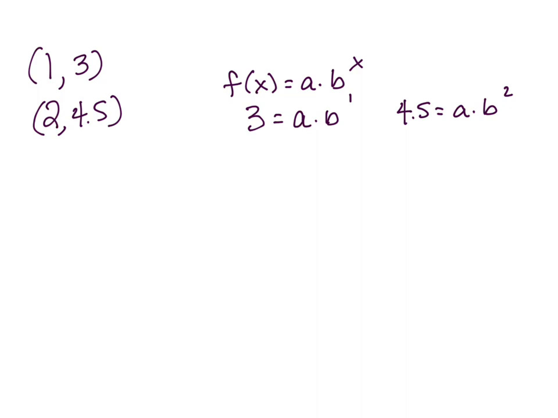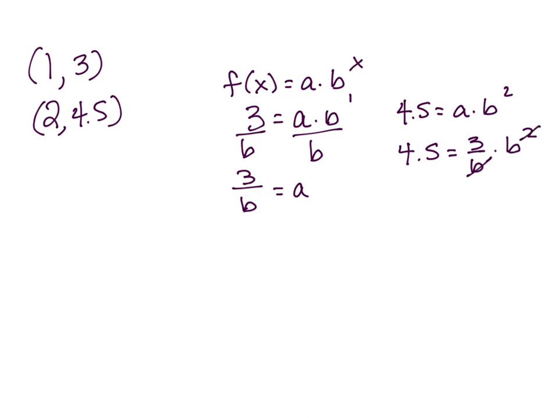So far, so good? Okay, now we want to solve one of them for a. I think this first one's the easiest one because we're just going to divide by b on both sides. So 3 divided by b is a. Now, what do we do with that? Plug into the other one in place of a, 3 over b times b squared. And what happens with the b's? One cancels, because the top one was squared.